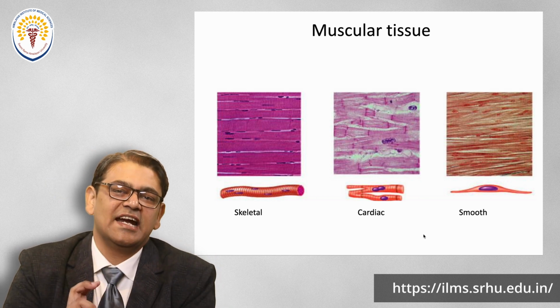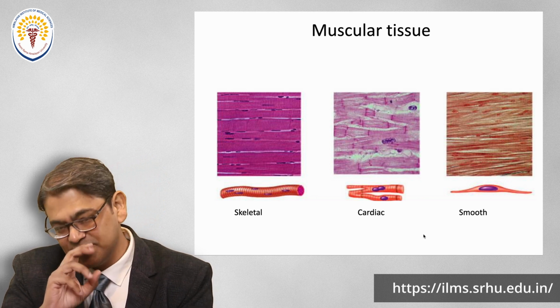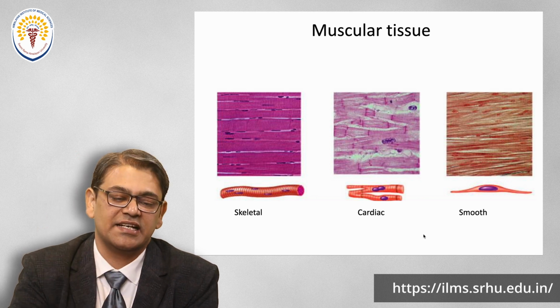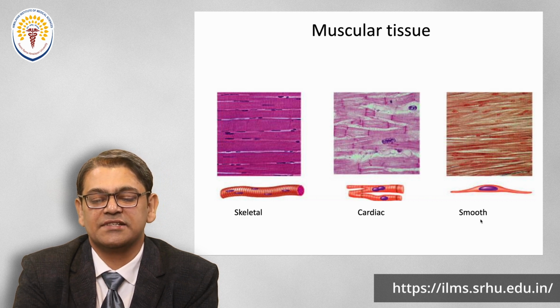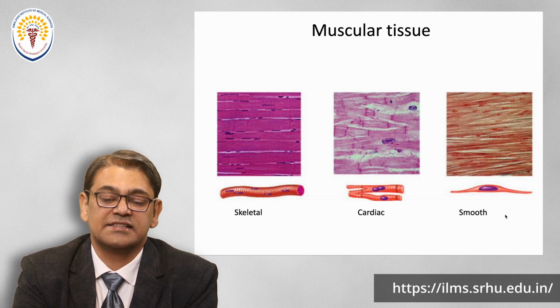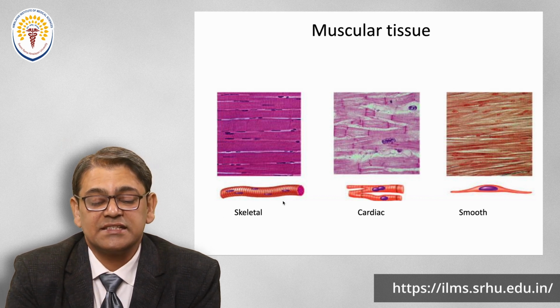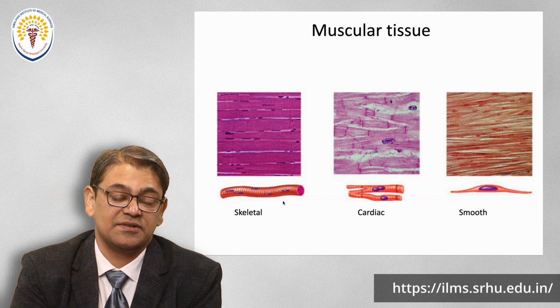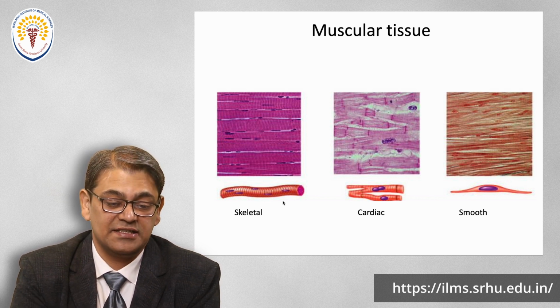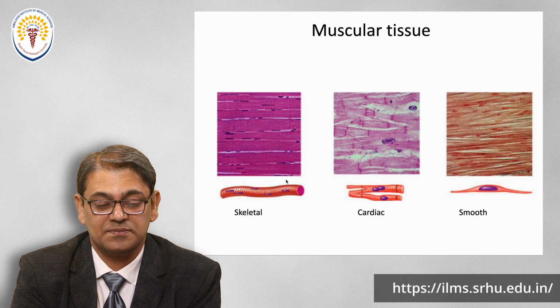To understand muscular tissue, first we divide this tissue into three types. This one is the skeletal, this one is the cardiac in the center, and on my other side it is the smooth muscle, right? The skeletal muscles are voluntary muscles, present in the body like the biceps, triceps and all these muscles.